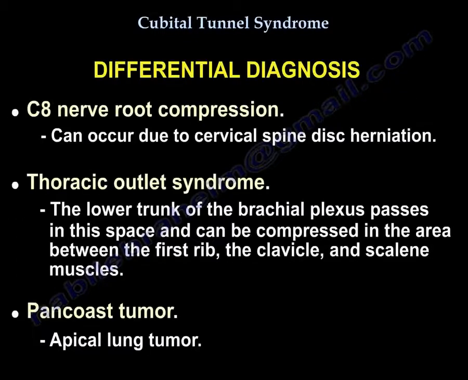Differential diagnosis. C8 nerve root compression that can occur from a cervical spine disc. Thoracic outlet syndrome. The lower trunk of the brachial plexus passes in this space and can be compressed between the first rib and the clavicle and the scalene muscles. Another area is the Pancoast tumor. It's an apical lung tumor.